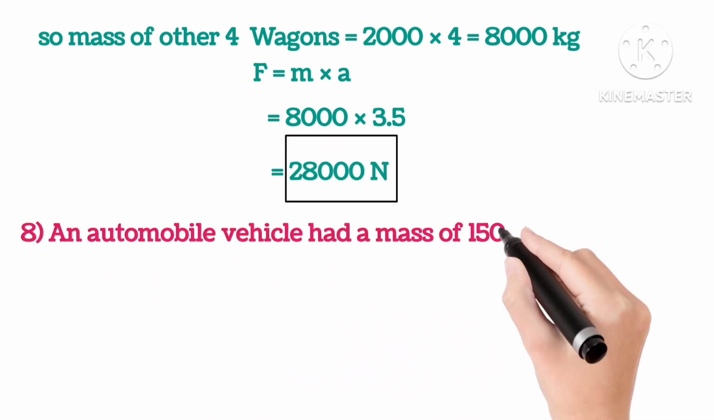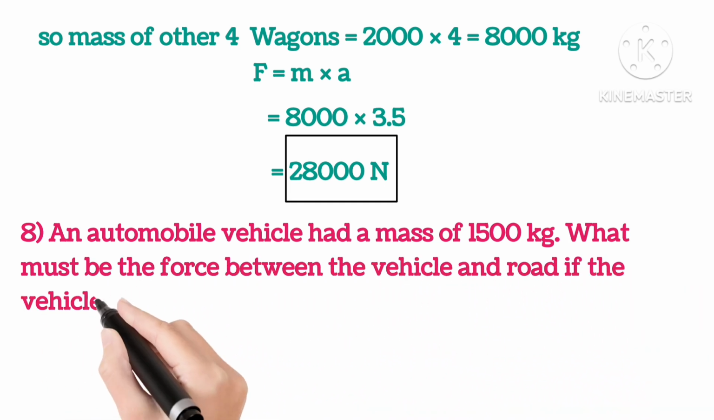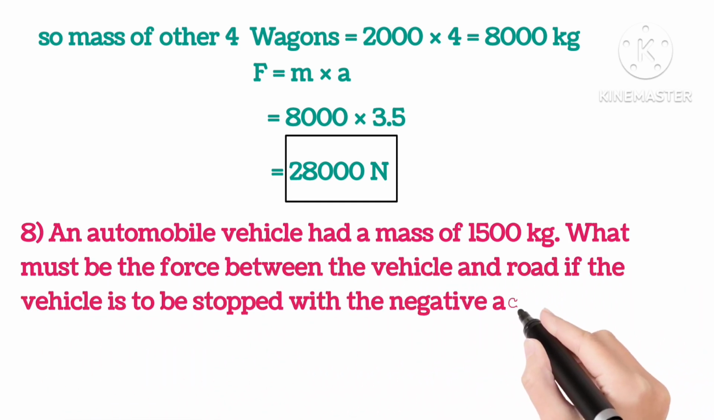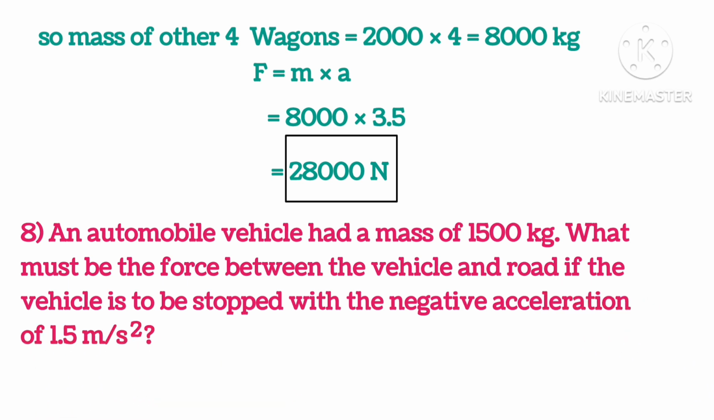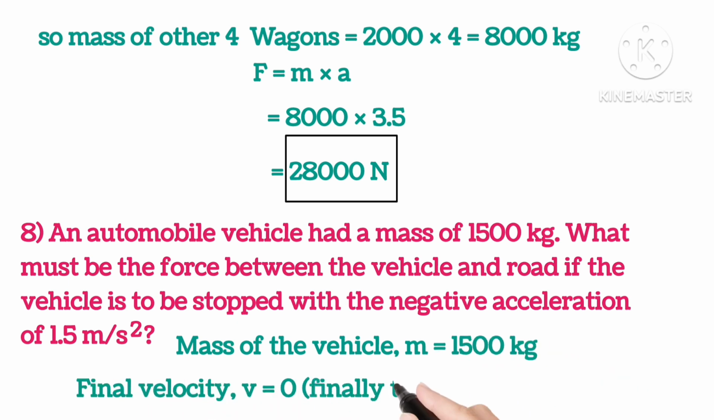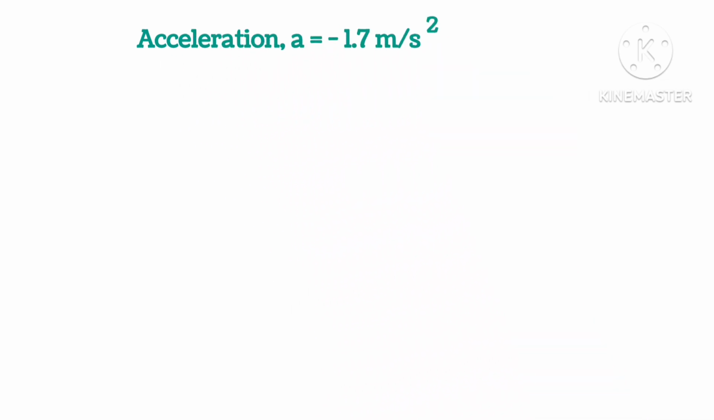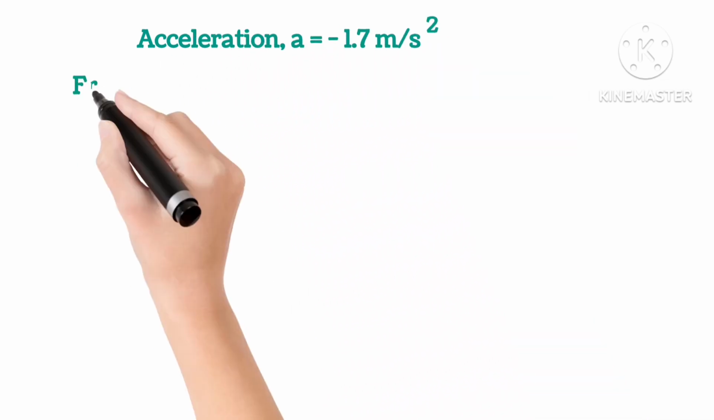An automobile vehicle has a mass of 1500 kg. What must be the force between the vehicle and the road if the vehicle is to be stopped with a negative acceleration of 1.5 meter per second square? So mass of the vehicle here is 1500 kgs. Final velocity is 0 because finally automobile stops. Acceleration here is 1.7 meter per second square.